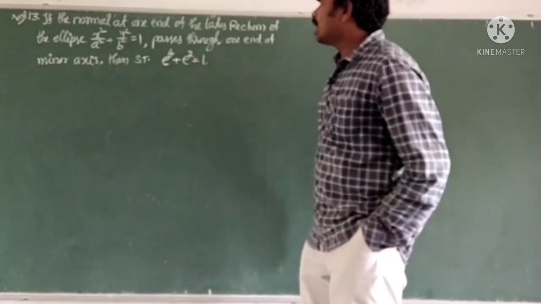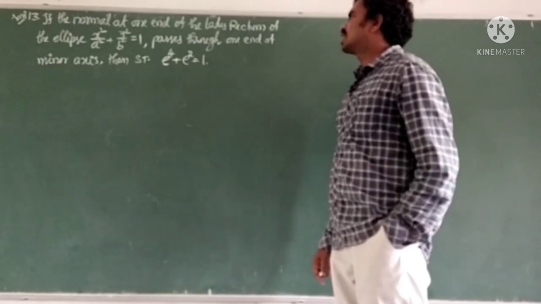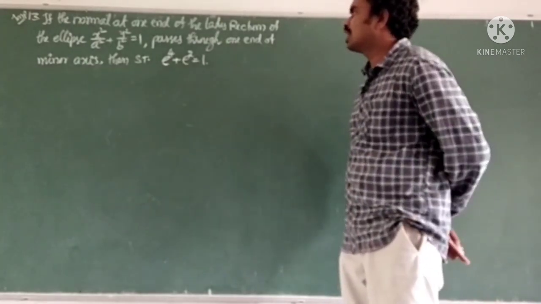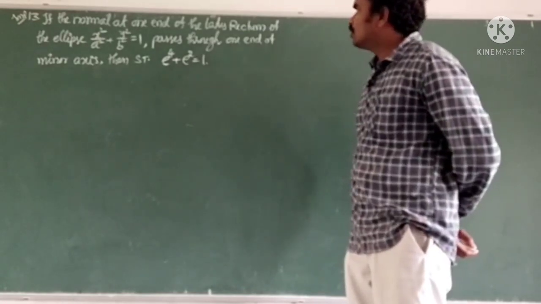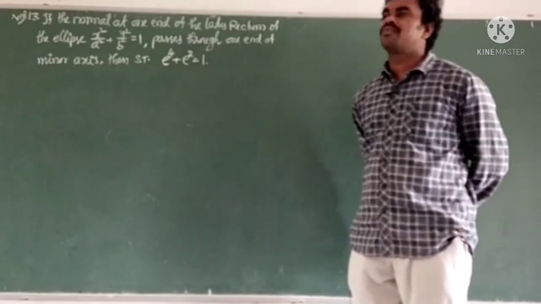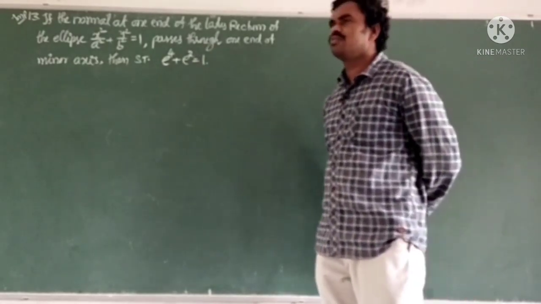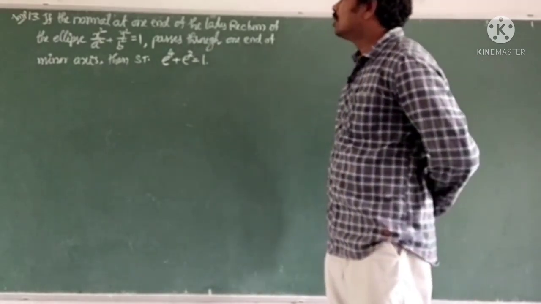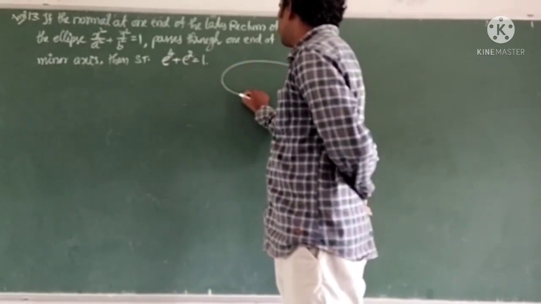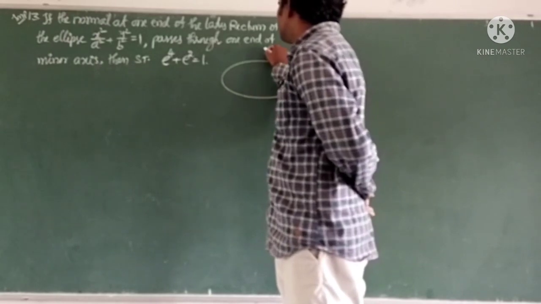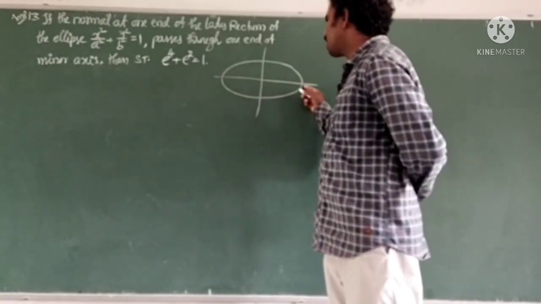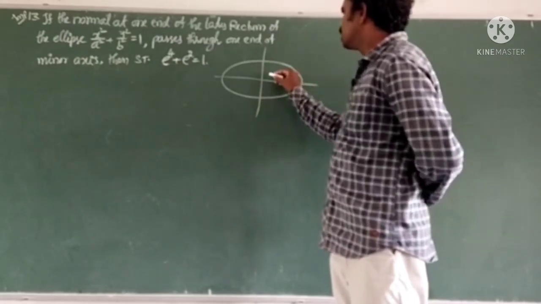If the normal at one end of the latus rectum of the ellipse x square by a square plus y square by b square equal to 1 passes through one end of the minor axis, then show that e power 4 plus e square is equal to 1. So what is being asked? An ellipse is given. So I am drawing the diagram of the given picture. This is the ellipse. Let me take this as the major axis and this as the minor axis.